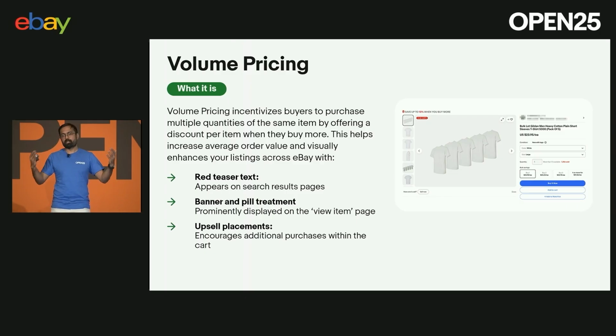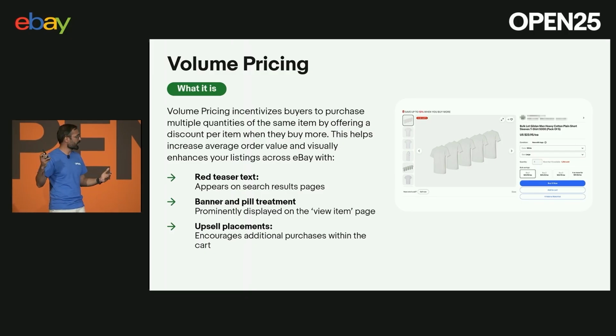Say you're selling socks or craft supplies, and you know that your buyer is going to buy 5 of those items. At that point, incentivizing buyers to buy multiple items really helps them make that purchase decision. So that's volume pricing. Essentially, you want your buyers to buy multiple quantities of the same item. How do they show up? Very similar.